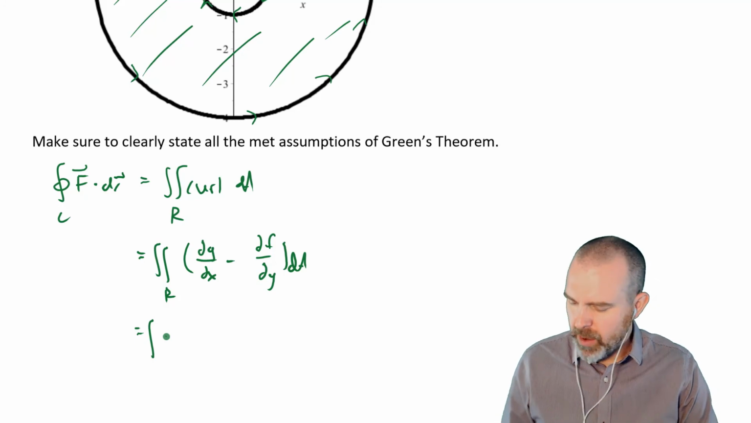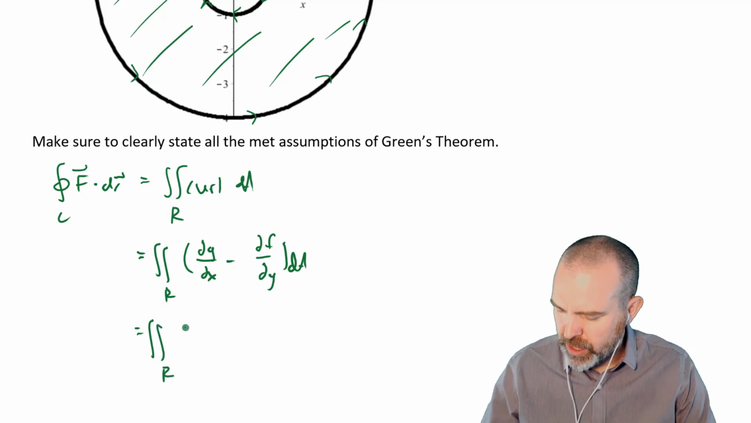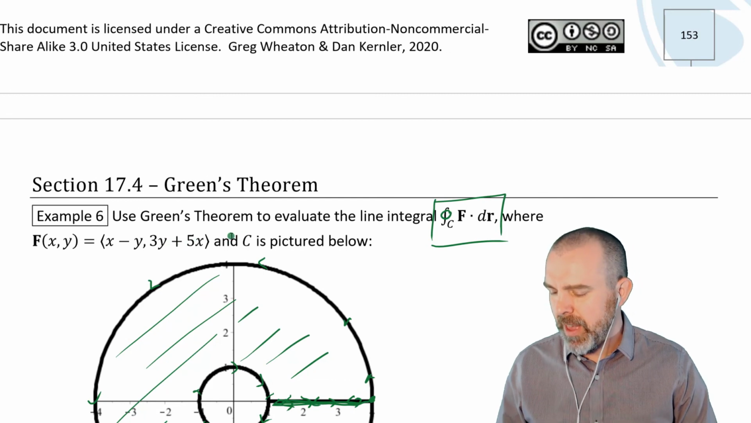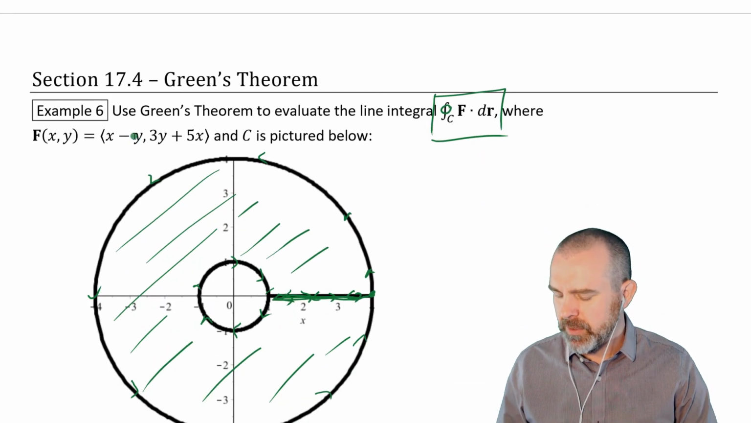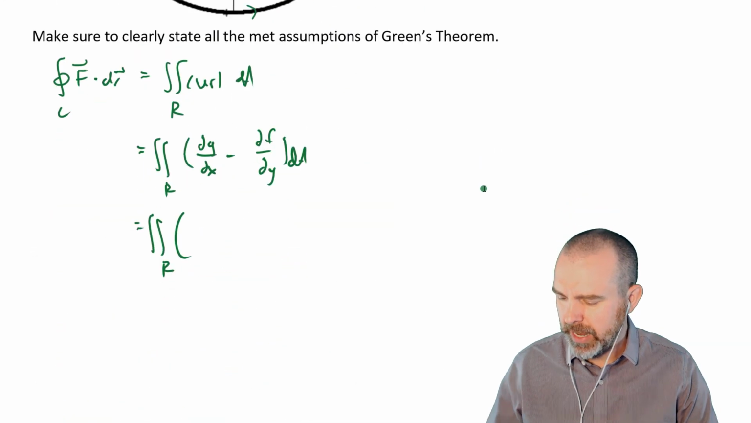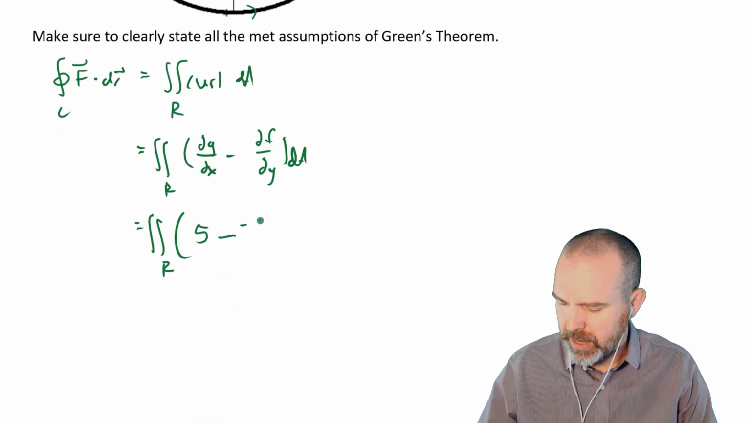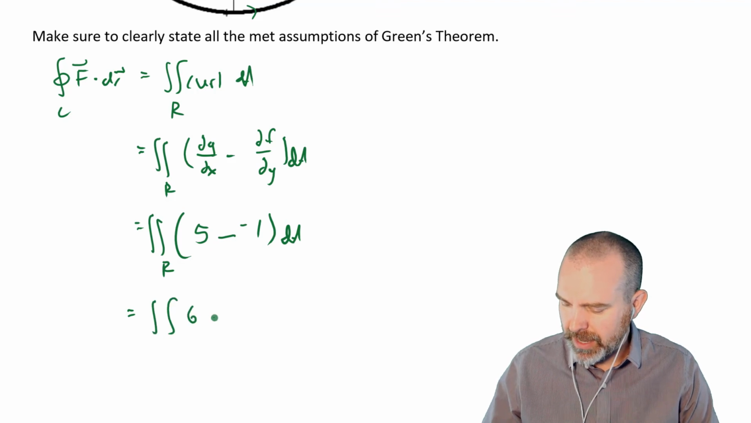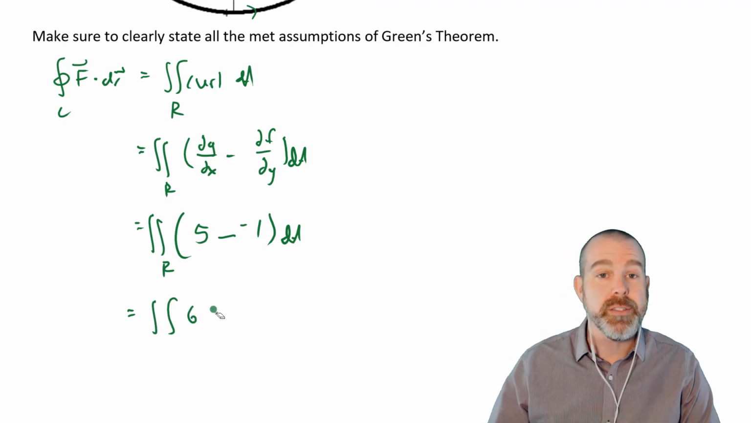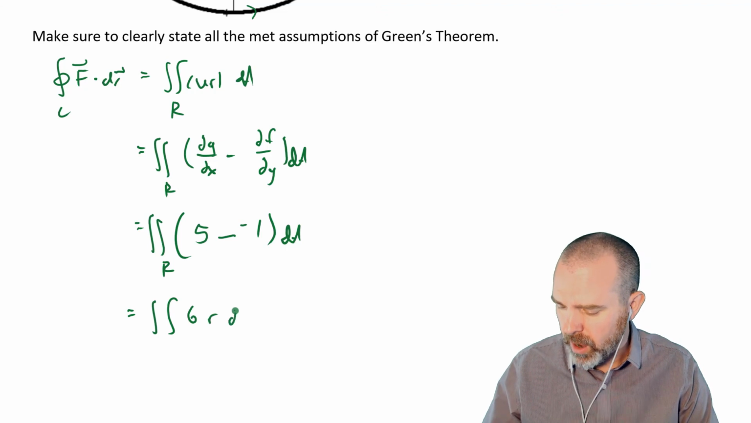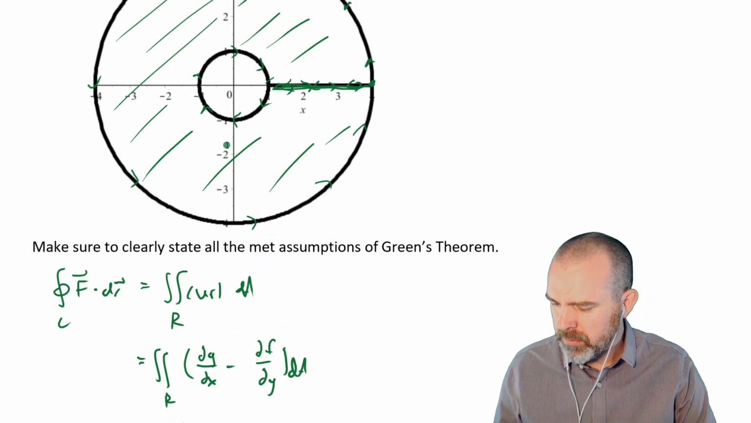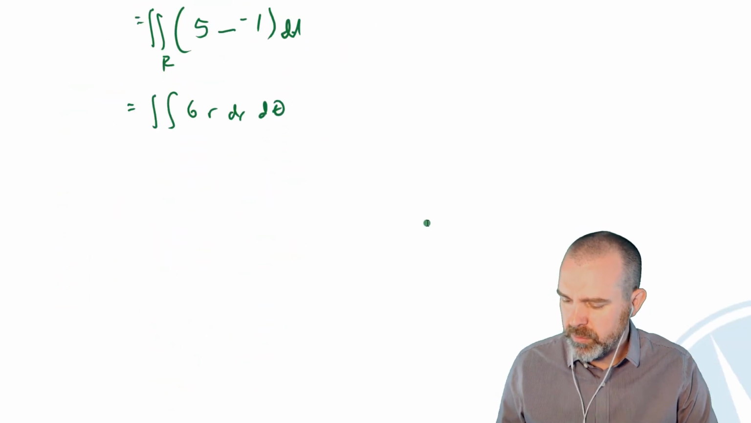And let's see here, that will be the double integral over the region. The partial derivative of g with respect to x will be 5, and the partial derivative of f with respect to y will be -1. 5 minus -1 dA. Okay, so that's the double integral over the region of 6 dA. And again, because we have a circle, let's do polar coordinates. r dr d theta. r simply goes from 1 to 4, and theta goes from 0 to 2 pi.